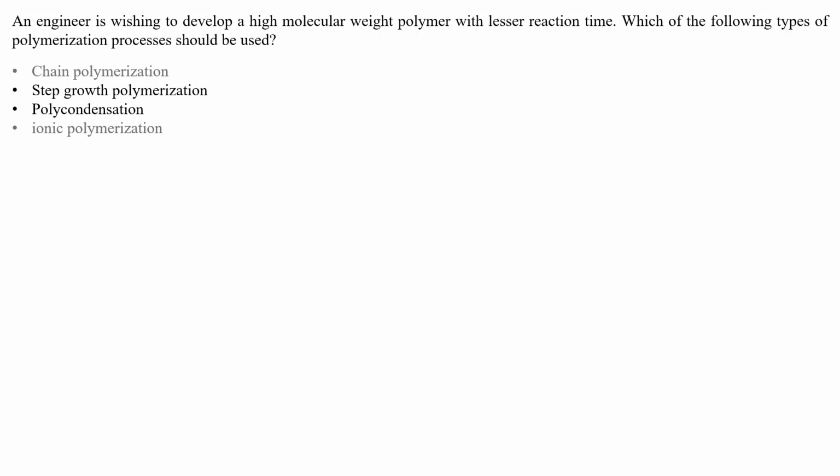And that's why the chain polymerization process and ionic polymerization process are much more suitable for development of a high molecular weight polymer with lesser reaction time. That's why the correct answer for this question is chain polymerization and the ionic polymerization process, since these both are similar in nature and they both proceed with the same reaction mechanism, just in different forms. One is for the ionic polymers, and one is for the normal polymers going through the chain growth process.